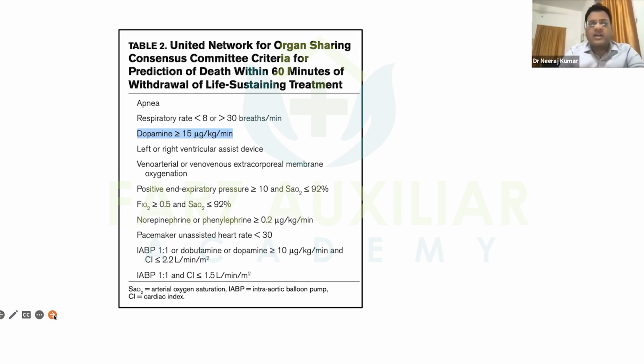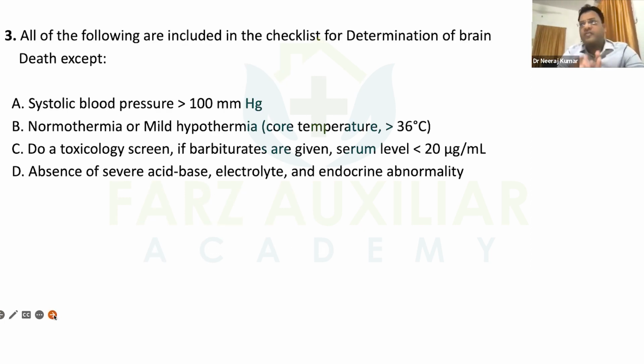Now, from the transplant, we are moving towards the determination of brain death. Again, I want to check the knowledge of determining the brain death. What is the prerequisite criteria? So my question is, all of the following are included in the checklist for determination of brain death, except, so I have talked only about the prerequisites, and I have taken all those options as a prerequisite. I'm sure that many of you are going to mark this question because it's only one answer. So many of you can mark these options.